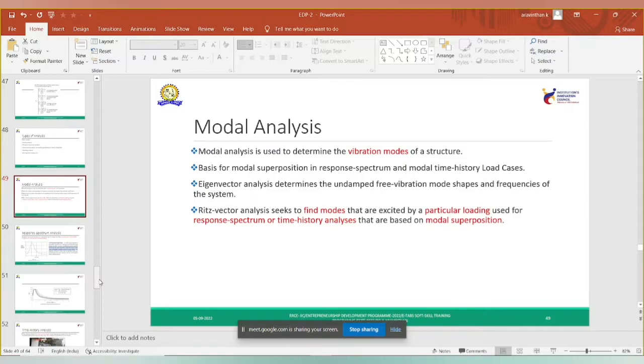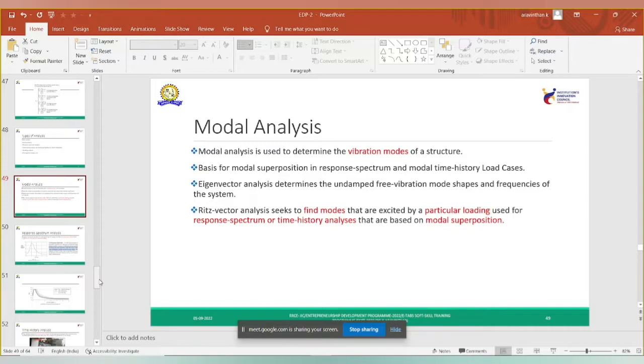The third thing is the damping component. If any object is oscillating, it will definitely come to rest at some point of time. Several types of damping are available. As of now, in this problem, we will be considering damping as 0.05, that is 5% damping. All structures are considered as 5%. You can increase the damping. If damping increases, the structural response decreases.